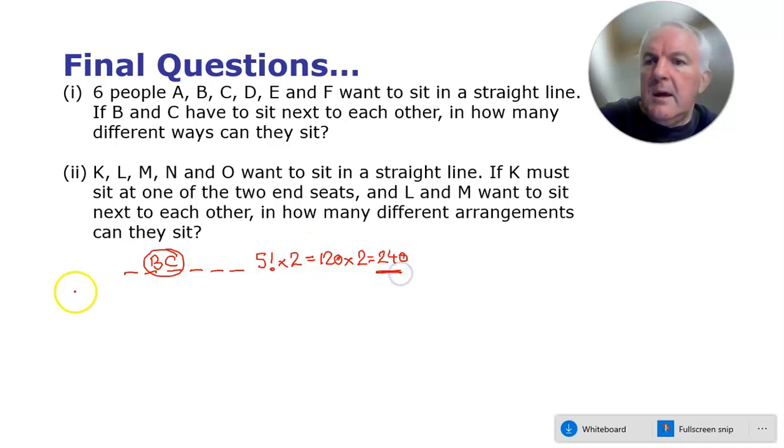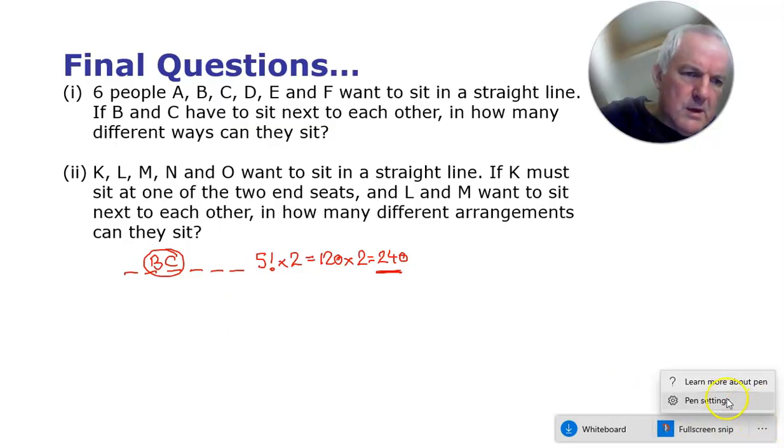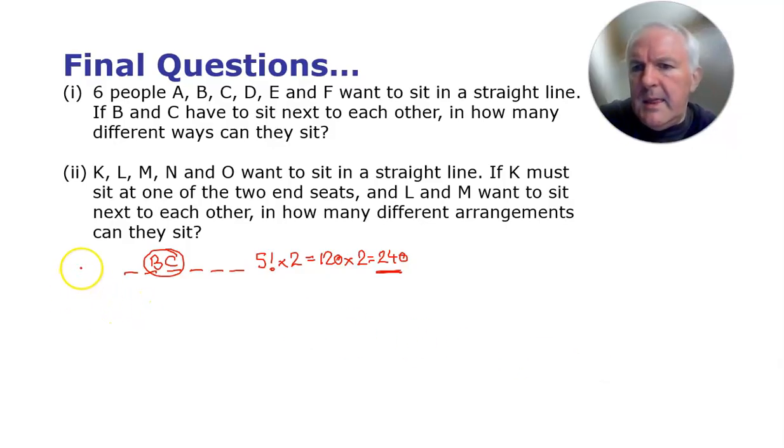Okay. And then, I don't know why this has appeared. I'll just worry about that later. And that's part 1. And then part 2, it says K, L, M, N, O. Again, they were in a straight line.